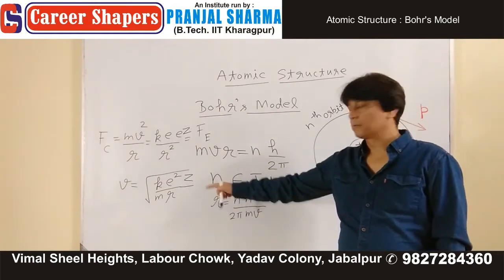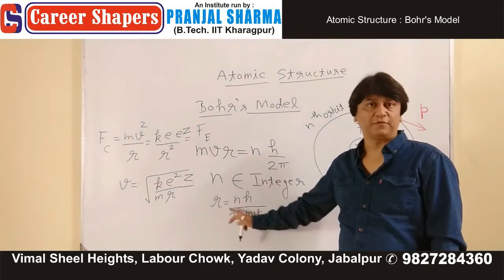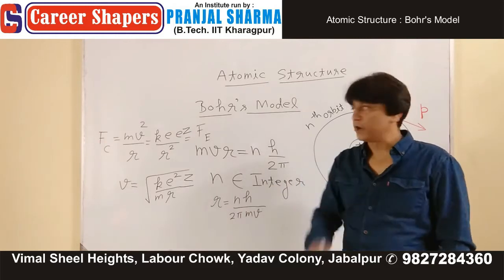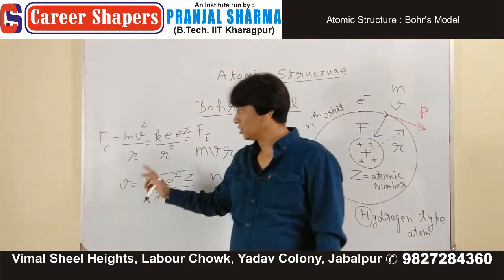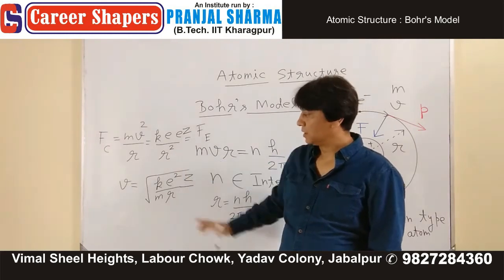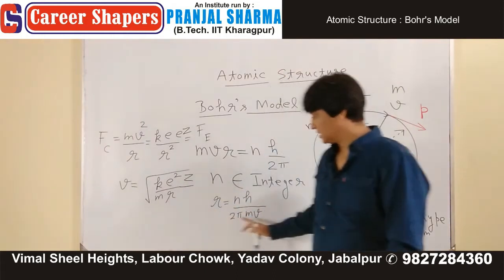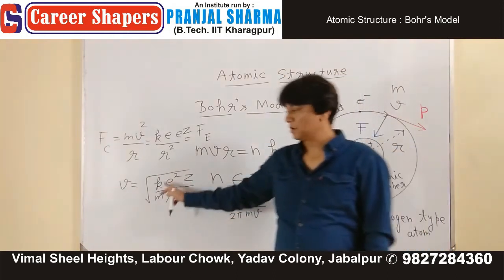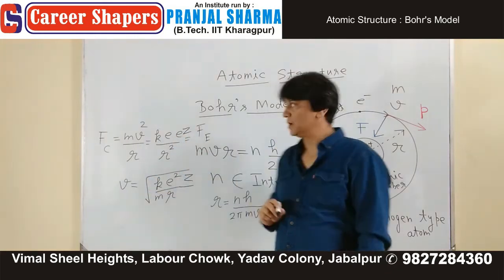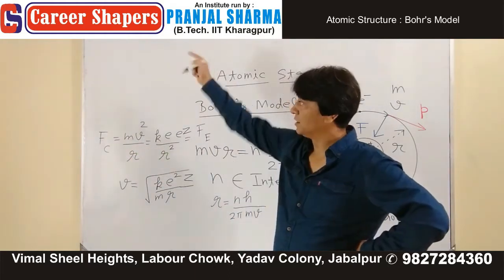Put it here and you find V in terms of n. Either do this, or you can put the value of R directly over here. It has a term of V under the root; cancel the root, square, and you will find the answer. Therefore I will be putting all these values in this relation directly.